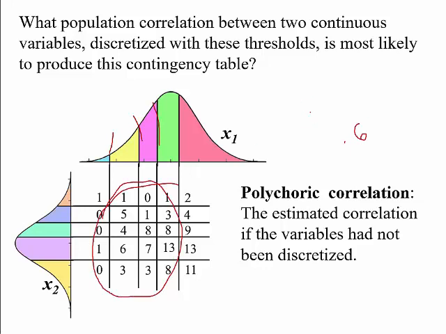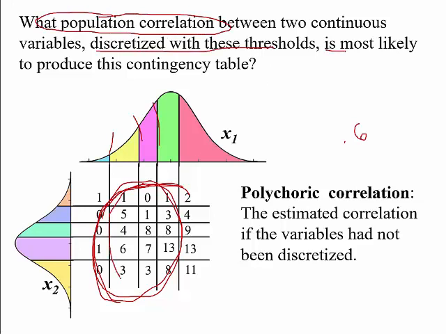And so we can explore some different possible correlations and find what correlation makes this contingency table most likely. What correlation best reproduces this contingency table? Once we identify the population correlation that, when discretized, is most likely to produce this contingency table, that is our polychoric correlation. That is the estimated correlation if the variables had not been discretized.